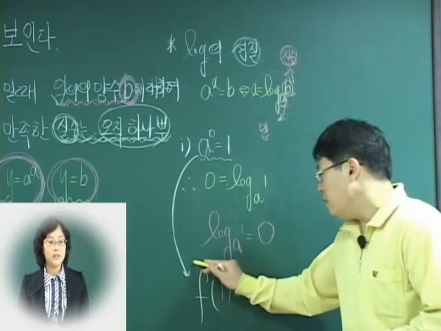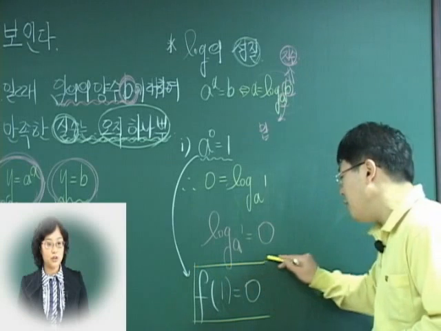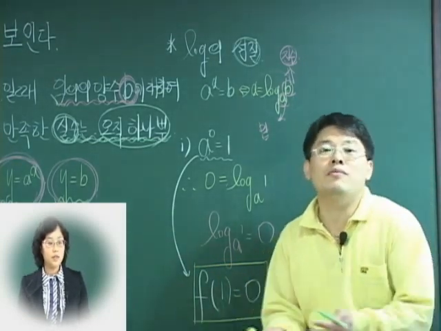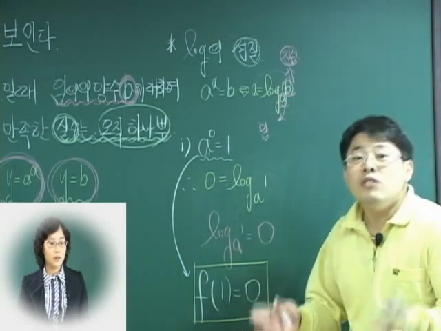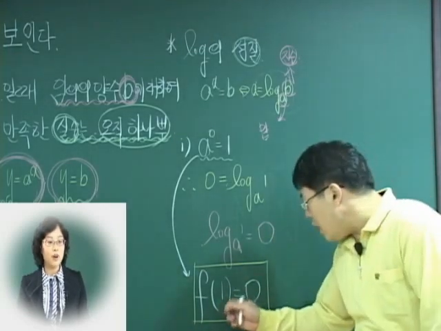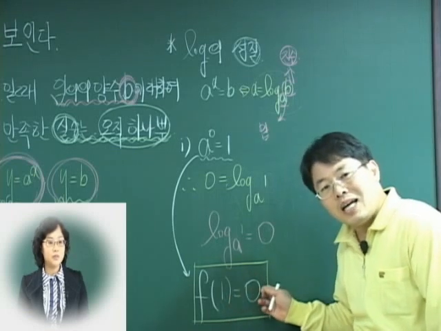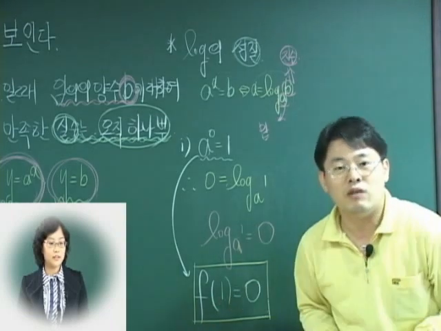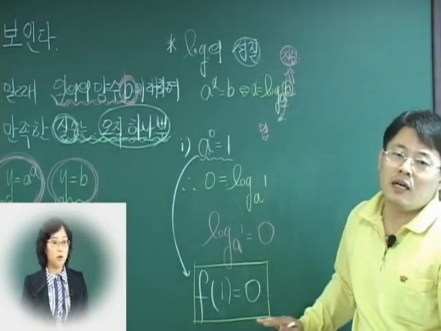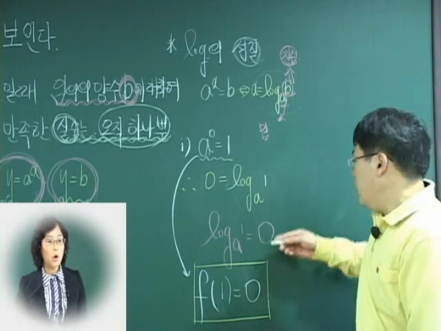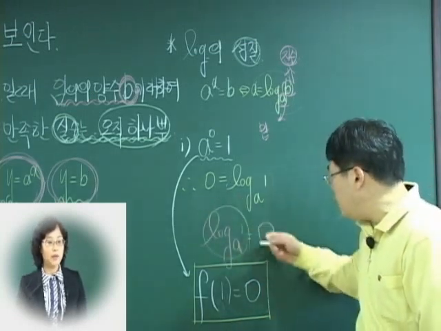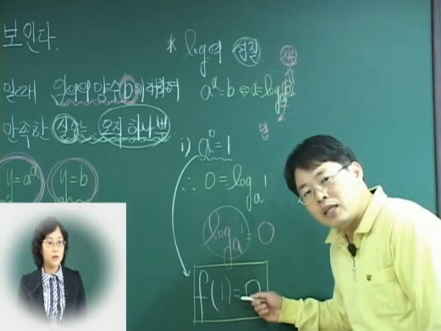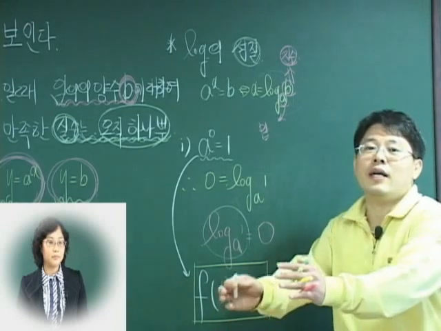Now, when you see this in questions, this is related to the logarithm. You have to get a hint out of this phrase, f of 1 equals 0. This is about logarithm. You have to get a hint. Okay, once more. Log base a of 1 becomes 0. f of 1 is 0 is about logarithm.